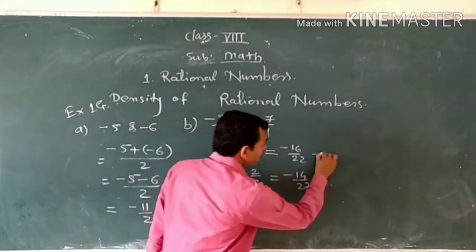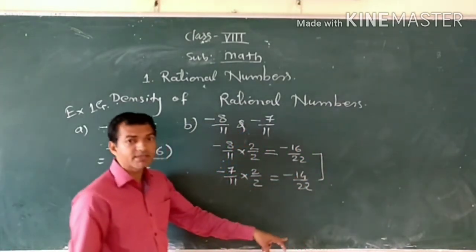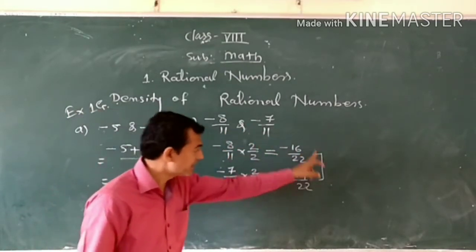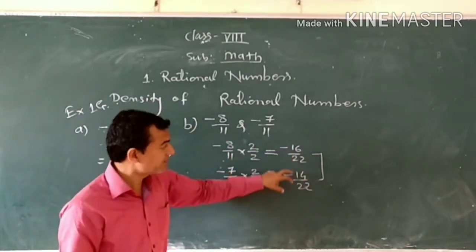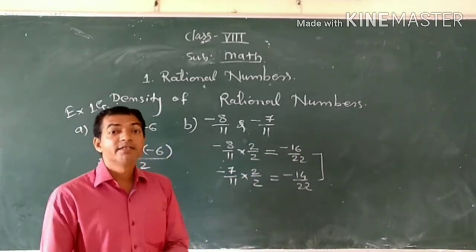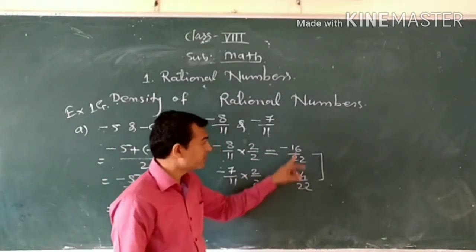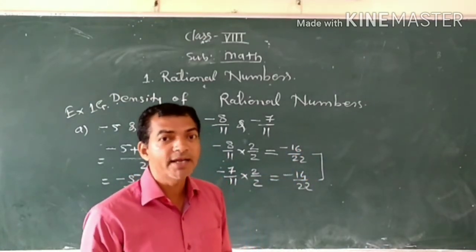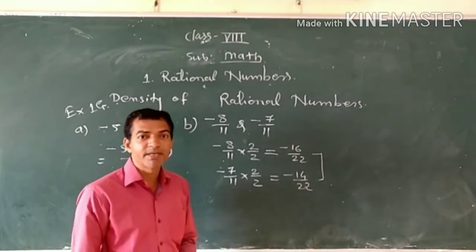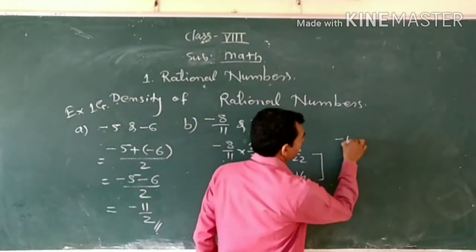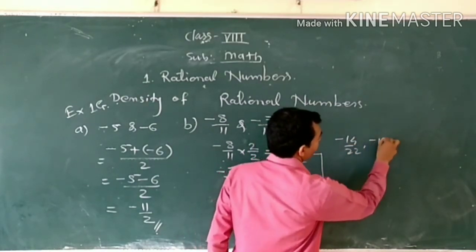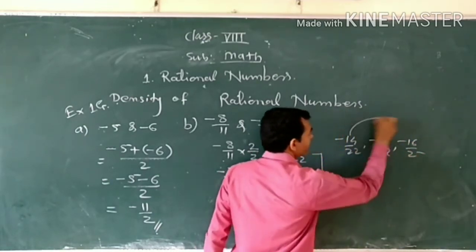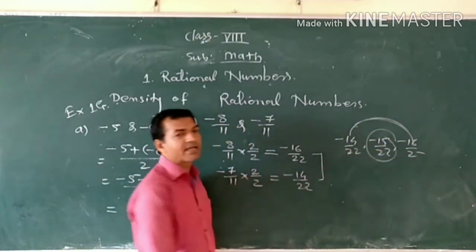Can you get a rational number between these two numbers? Between -14 and -16, is there any rational number? There is a rational number between -14 by 22 and -16 by 22, and that is -15 by 22. If you write the rational numbers like this, -14 by 22, then -15 by 22, and last one -16 by 22. So in between these two rational numbers, there is a rational number and that is -15 by 22.